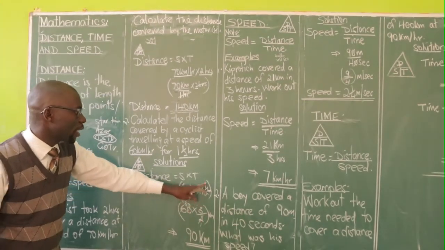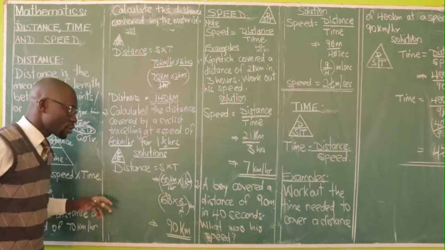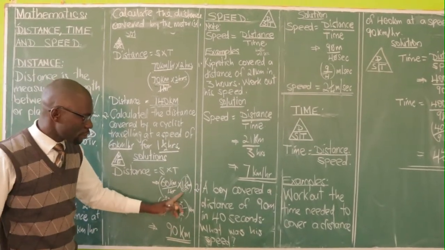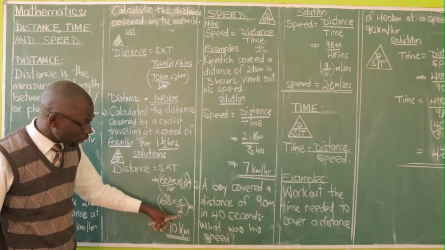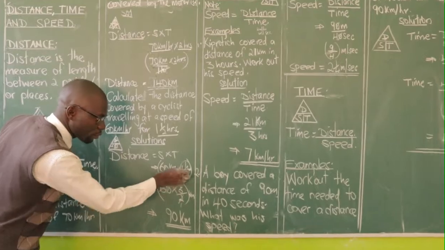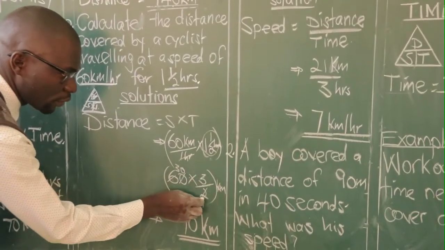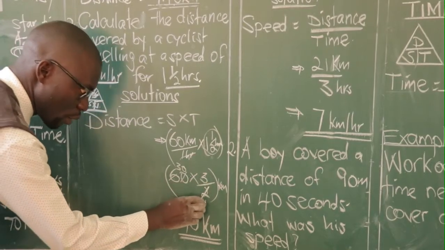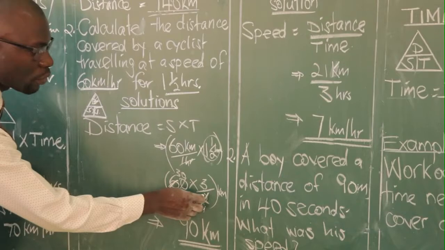times 1.5 hours. But now this 1.5 is a mixed fraction. So we have to change it to an improper fraction. 2 times 1 is 2, plus 1 is 3 out of 2. Then we shall have the 1 hour out, and then we cross it out. So we shall have 60 times 3 out of 2. We say by 2, 1. 6 divided by 2 is 3, and 0 divided by 2 is 0.